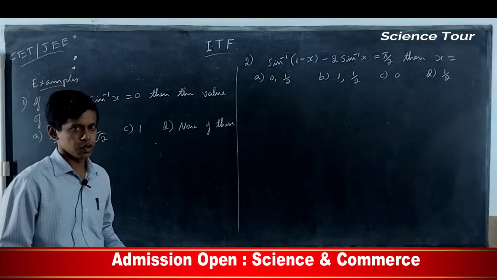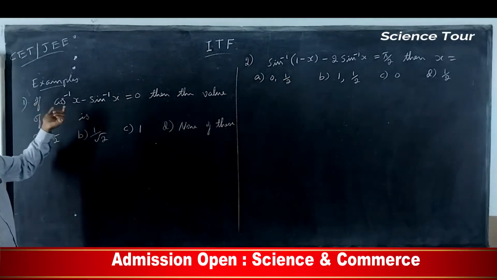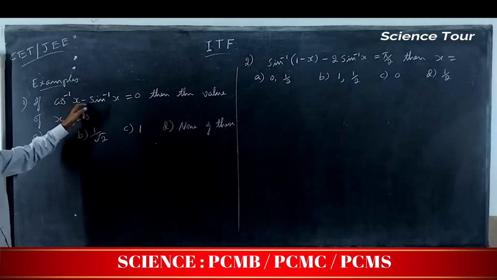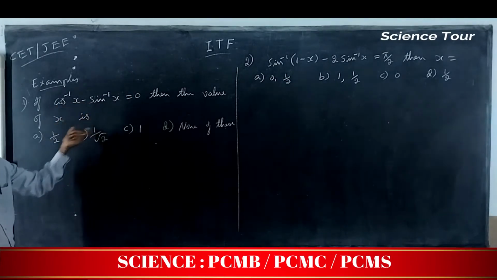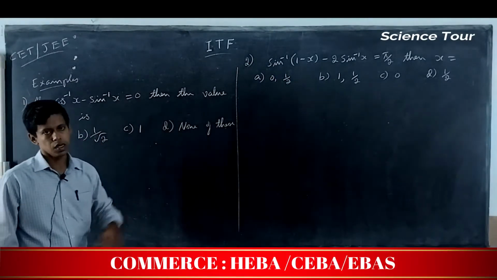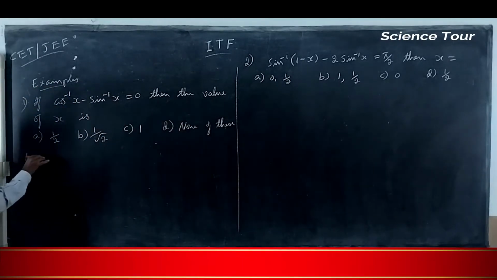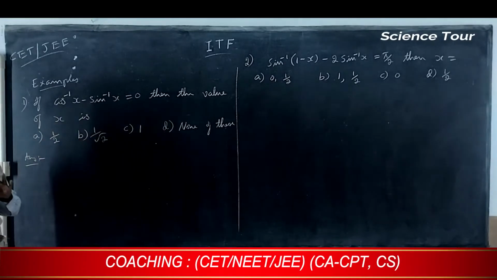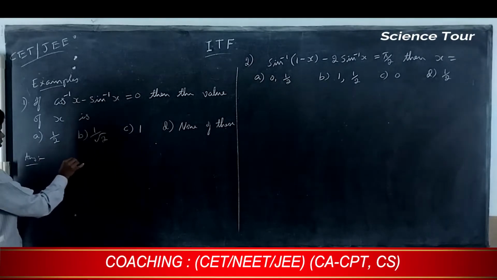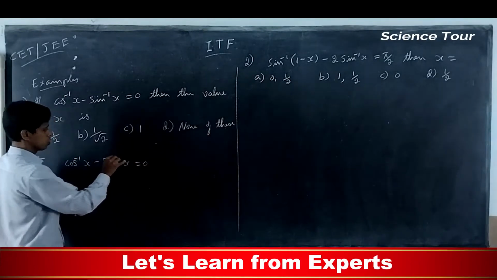We'll continue to solve some interesting examples such as these. The first one for this particular class: if cos inverse x minus sine inverse x is equal to 0, then the value of x is. The options are half, 1 by root 2, 1 and none of these. Let us solve it. It's a very simple question. So cos inverse of x minus sine inverse of x is equal to 0.